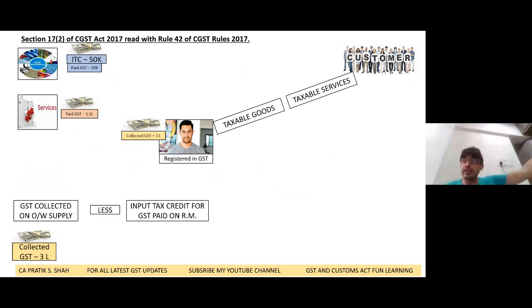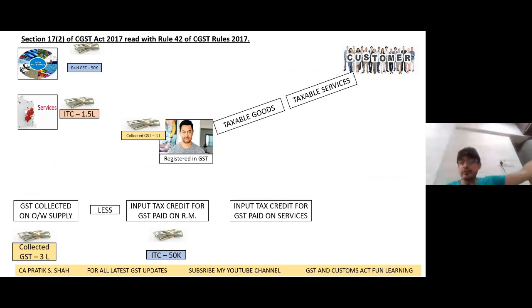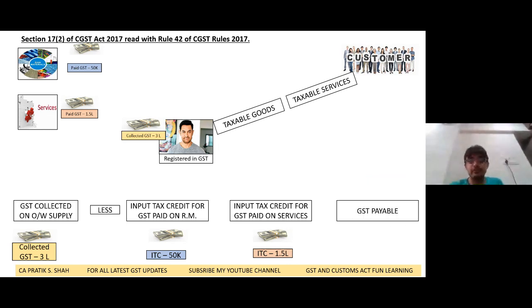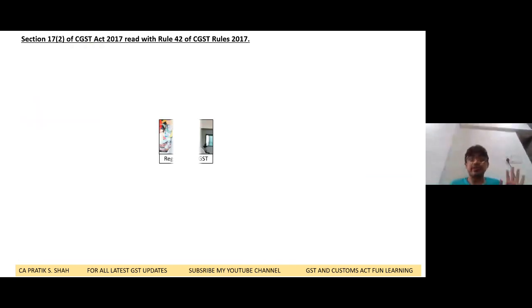Less GST paid on inputs, 50,000, and on input services, 1,50,000. So how much GST is going to be paid to government? 3 lakh minus 50,000 minus 1,50,000. So he will pay GST of how much, sir? Rupees 1 lakh. He will pay GST of only rupees 1 lakh. Do you agree? This is basic understanding. But now listen to the second point. Again, same point.